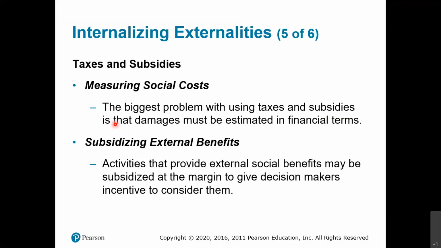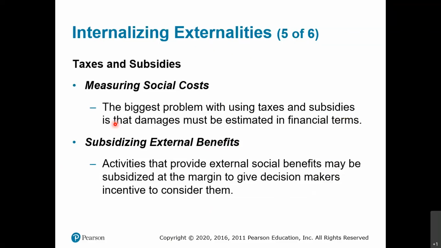Taxes and subsidies. These are Pigouvian taxes, named after Professor A.C. Pigou. The idea of a Pigouvian tax goes something like this. You measure the damage. You know what the damages are. You tax the producer, the firm that's producing the good, for the amount. So if we had that factory in Eastern Oregon and we did damage to Idaho potatoes, we find out how much damage that is, we get the economic value, and we tax the producer for that amount.